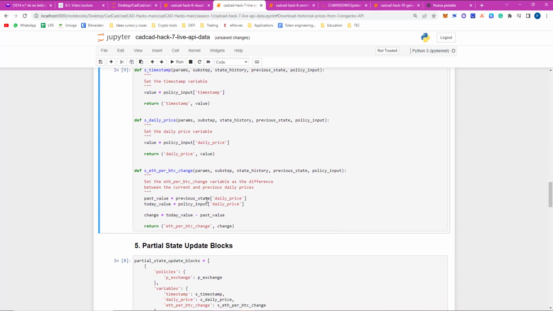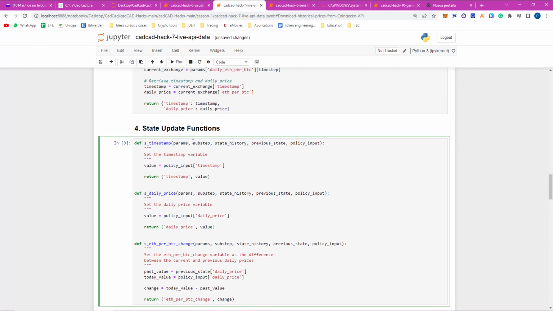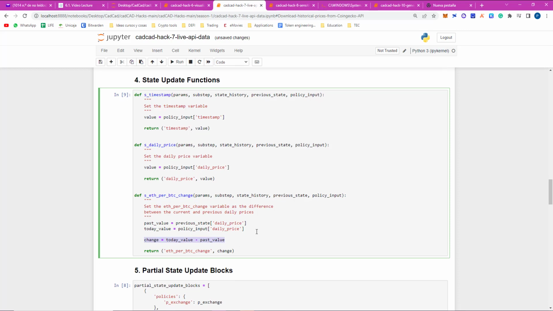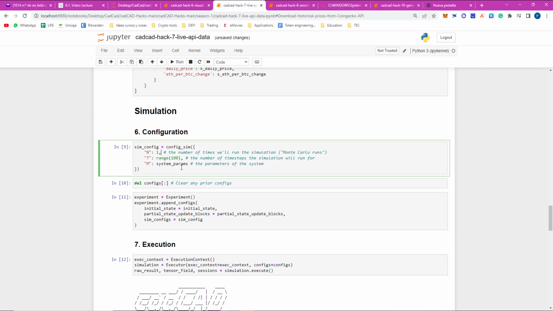Okay, so this is pretty much the standard stuff. State update functions take the stuff from the policy inputs. The only one that has a little bit of something is the daily change, because it compares the total value with the past value. It is the only one that has a certain type of equation there. Still pretty easy, pretty trivial. The state update functions are nothing to consider here. One time you run the simulator, and that's pretty much it.